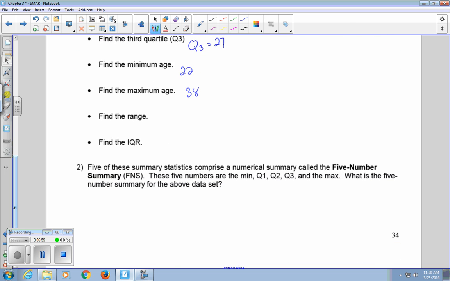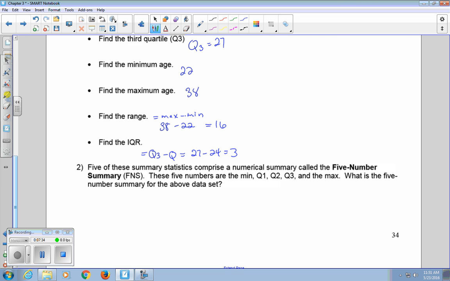Our range will be our max minus our min, which is 38 minus 22, which is equal to 16. And our IQR is equal to our Q3 minus our Q1, which we calculated. Q3 was 27 minus 24, which equals 3.